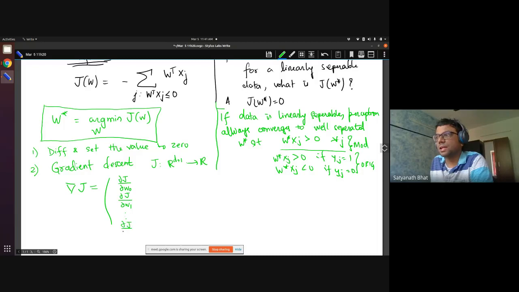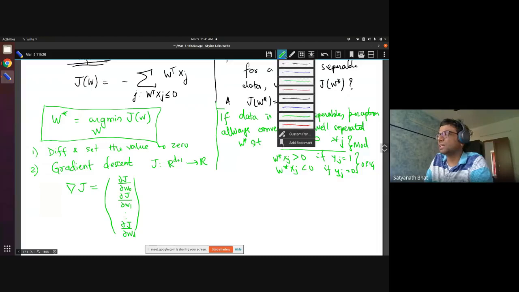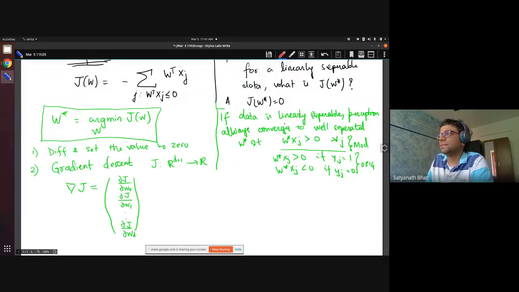Okay, so this is the collection of all the partial derivatives, and this together we will call the gradient. If you want to think of a gradient intuitively, suppose d plus 1 is equal to 2.